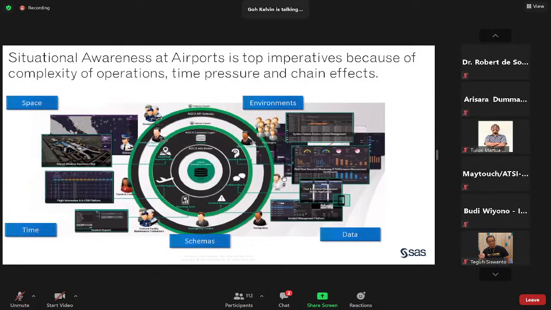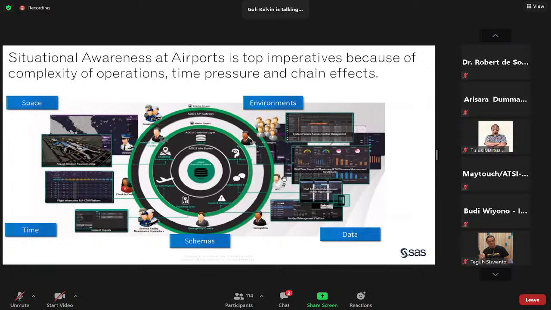Now, situational awareness at an airport is really a top imperative, simply because of the complexity of the operation, and at the same time because everybody is operating under time pressure. When the plane lands, it can't wait to turn around and take off again. So every single timestamp in the operation is tracked, because it has a downstream effect on the rest of the operation if it doesn't move in synchrony. Because of this chain effect, it is a very tightly controlled operation, not very dissimilar to a military operation every day.